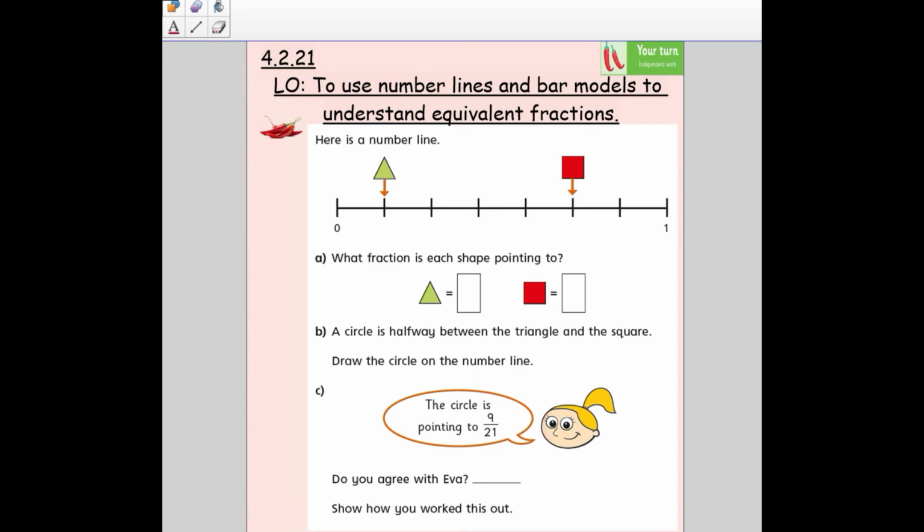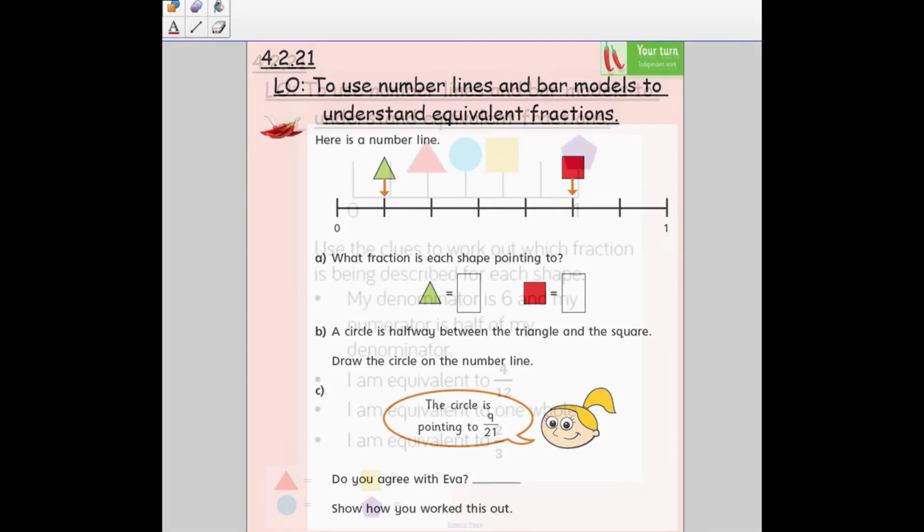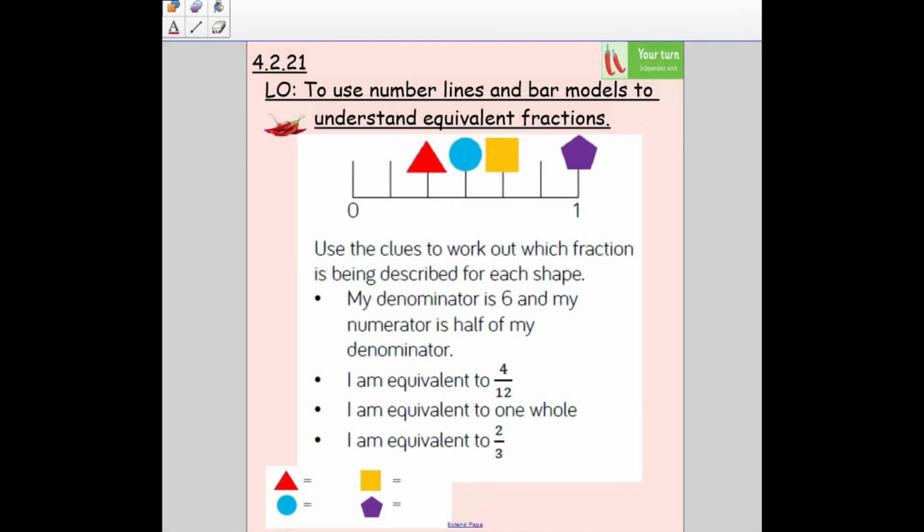This question is suitable for chilli 3. It says here is the number line. What fraction is each shape pointing to? A circle is halfway between the triangle and the square. Draw the circle on the number line. And then for C, Eva says the circle is pointing to 9 out of 21. Do you agree with Eva? Show how you work this out. Pause the video and have a go now. Here's a bit of a challenge for you guys, chilli 3.